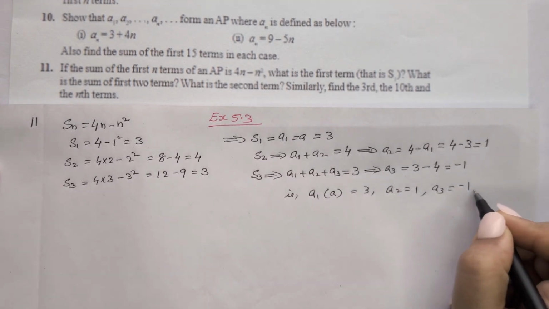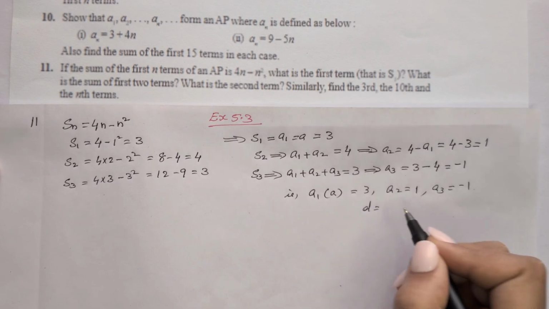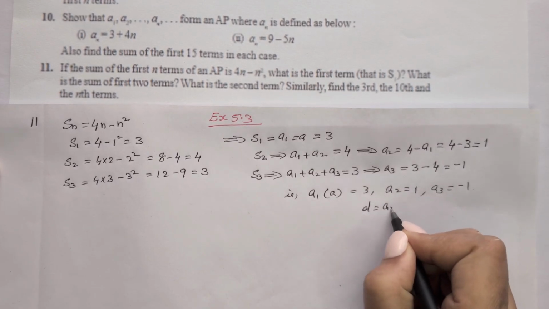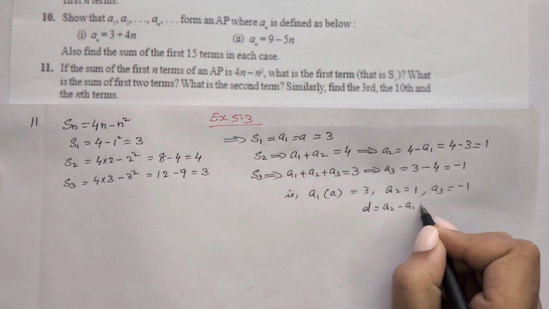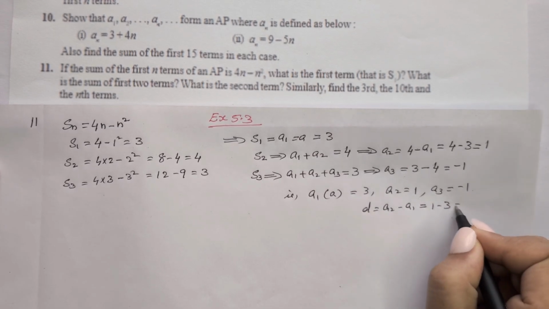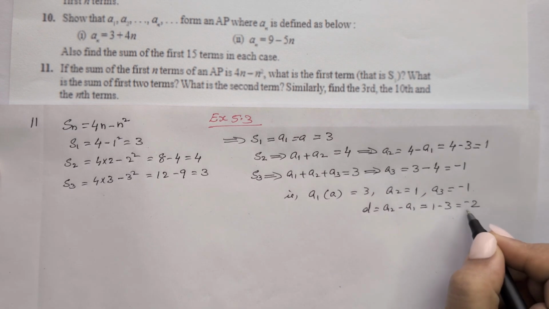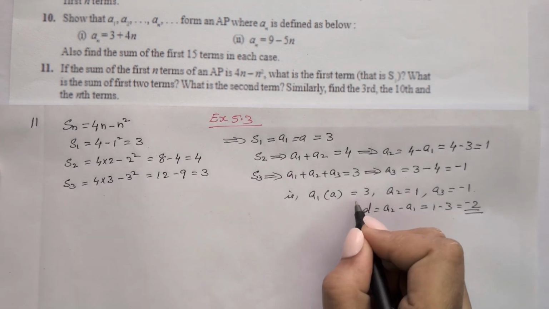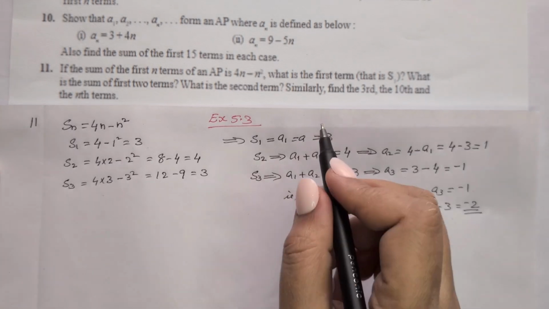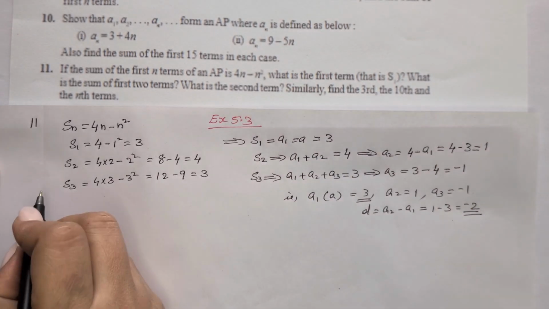From that we can find D. D means common difference, second term minus first term. A2 minus A1, that means 1 minus 3, it is equal to minus 2. So we got D as minus 2, first term as 3. Now look at the question, what we have to find. What is the first term?